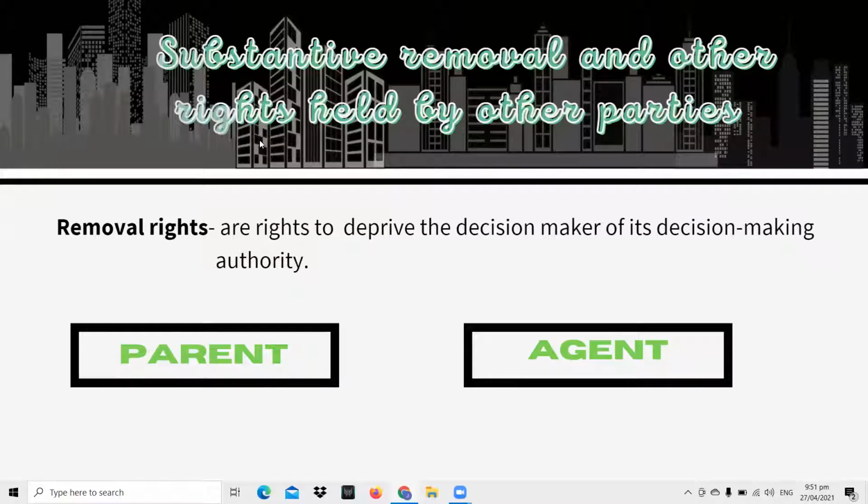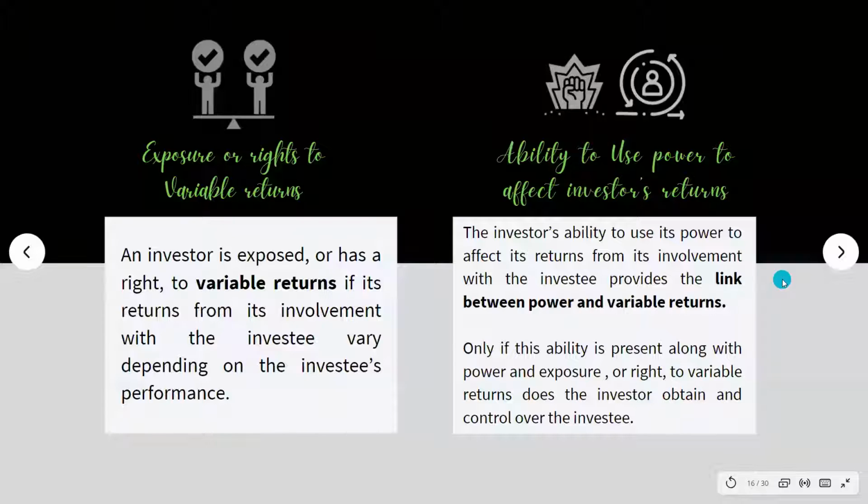Next is exposure or rights to variable returns. An investor is exposed or has the right to variable returns if its returns from its involvement with the investee vary depending on the investee's performance.